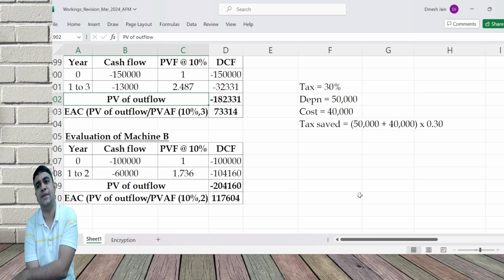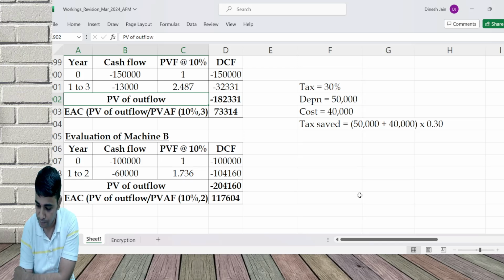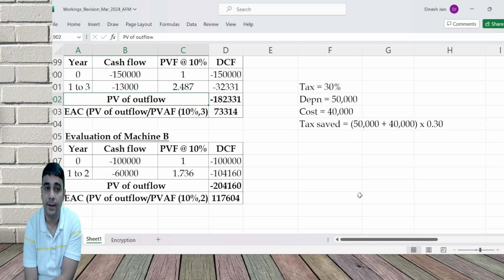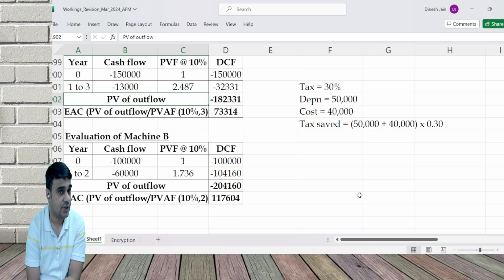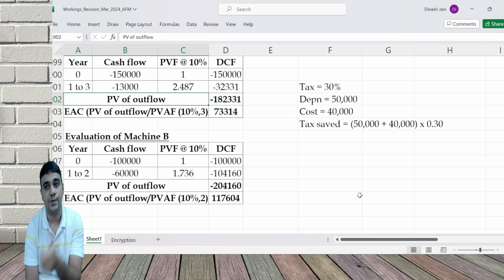what will be the tax saving of machine B if you consider income tax? 30%. It is 33,000, because depreciation there is also 50,000 only. Plus you have to add the cost of 60,000, on which you save income tax. I expect ICAI to add this twist in this type of question where you have to consider income tax. Any doubts on this? Clear?